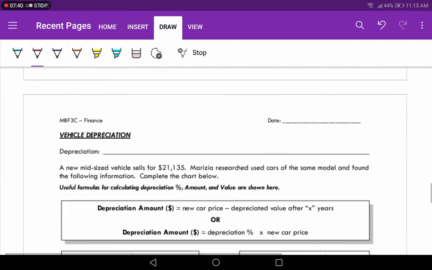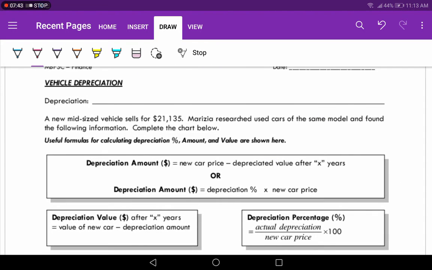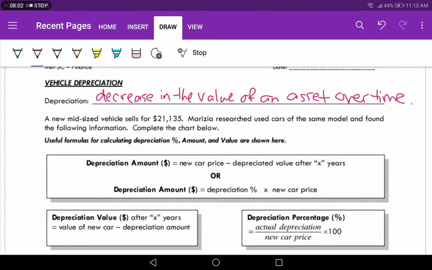Okay, last part of the lesson, vehicle depreciation. So depreciation is the decrease in the value of an asset over time. An asset is just something that you own that costs money, that has value. In this case, we're talking about the depreciation of vehicles, so the vehicle would be the asset. Over time, vehicles are especially bad. They really, really lose their value. So that is called depreciation.